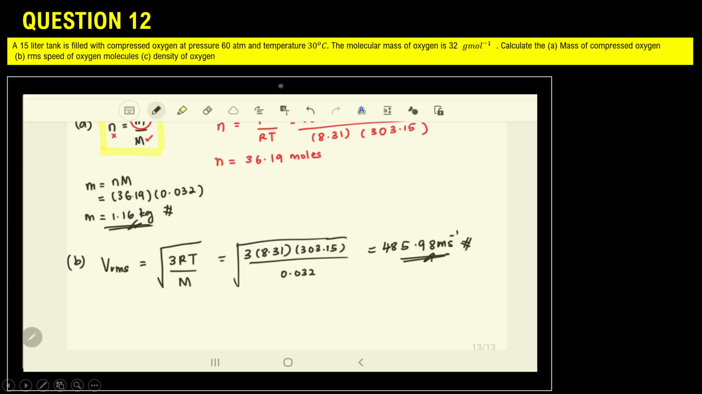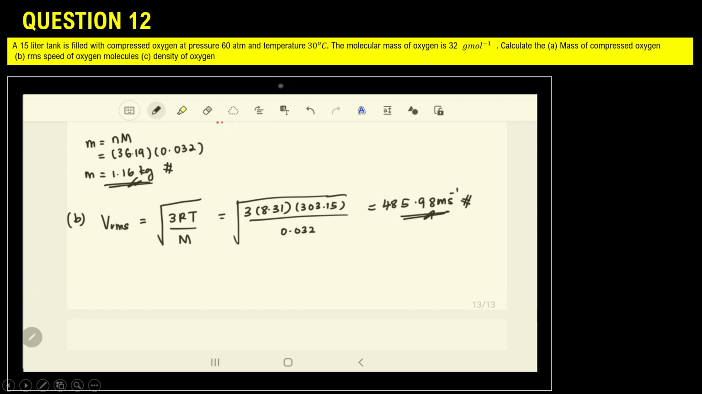Alright, and the last one, we want to find the density of the oxygen. So for density we can use this equation. Since we have the mass of the oxygen from the previous question, we can directly use density equal to M over V, where the mass from the previous question is 1.16 kg, and the volume is given, right? So 15 times 10 power of -3. So density is 77.20 kg per meter cube.